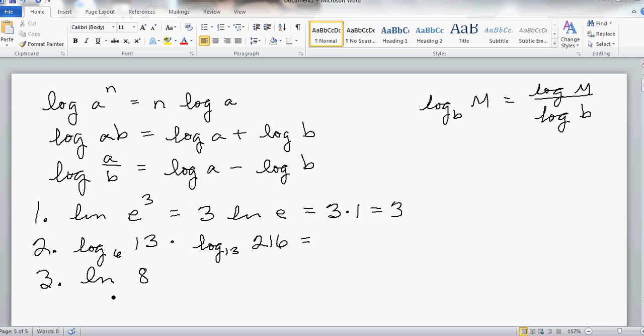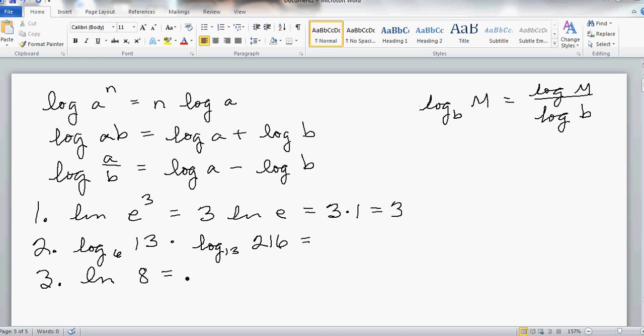But that is using the fact that natural log of 2 is a, and the natural log of 5 is b. So the first thing we want to do is use the properties of logarithms to write each logarithm in terms of a and b. In other words, in terms of 2's and 5's.